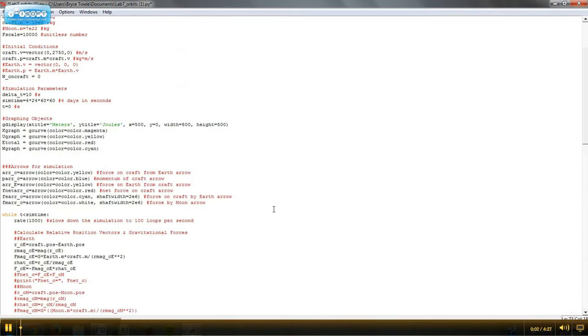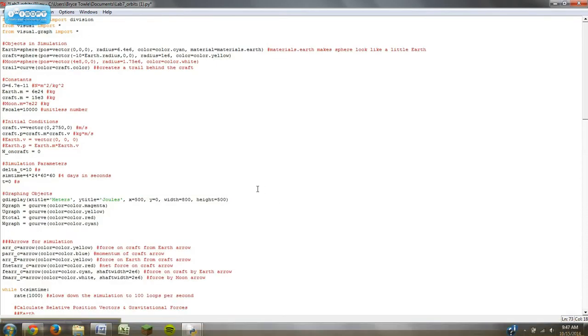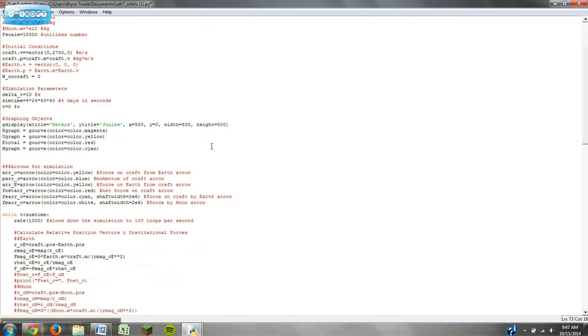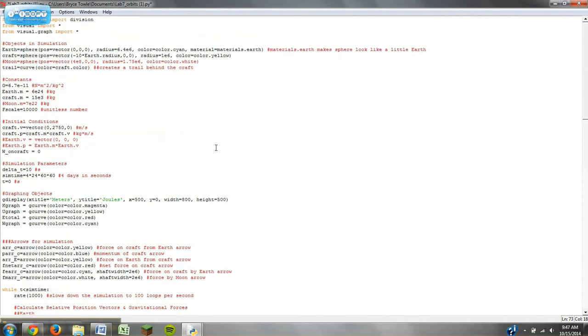Today we're going to be looking at momentum, and more specifically how we can relate it to force, and how we can relate it to an orbit. So this simulation right here in VPython that we're looking at shows us essentially a spacecraft that we're going to try to get to orbit the Earth.